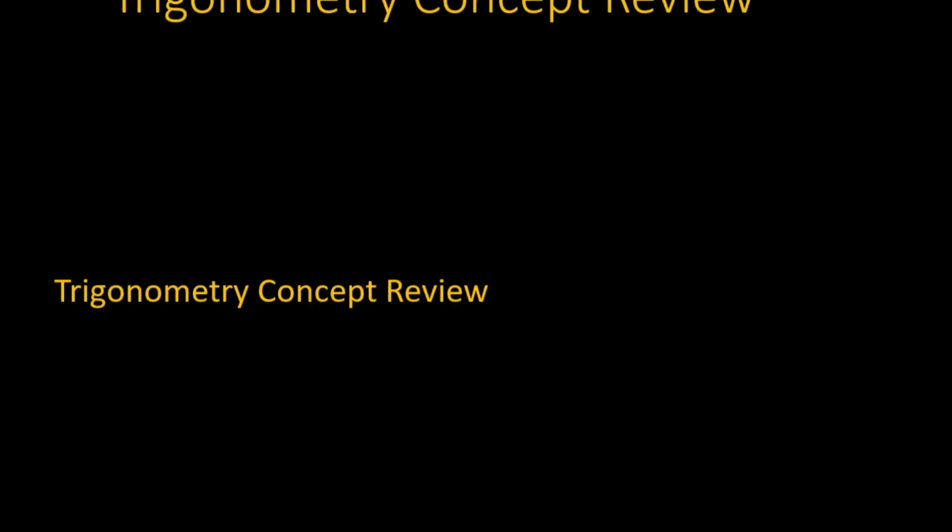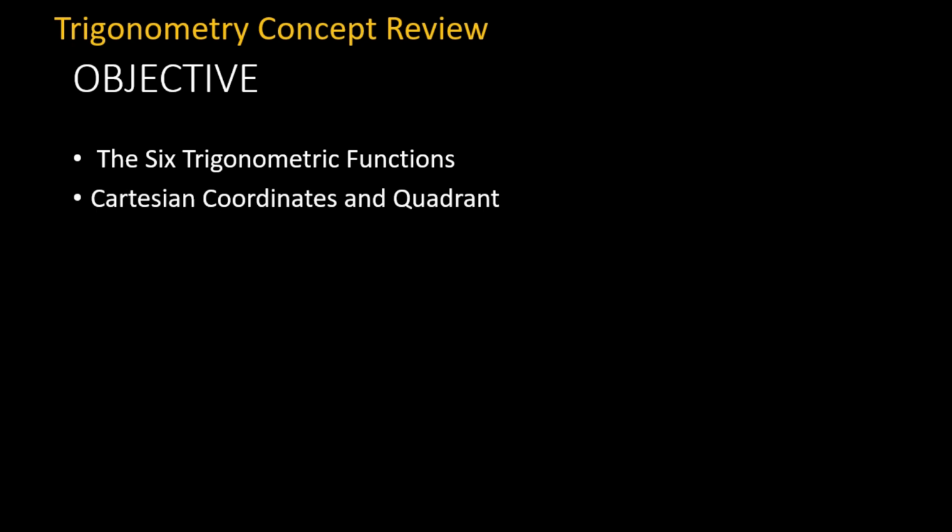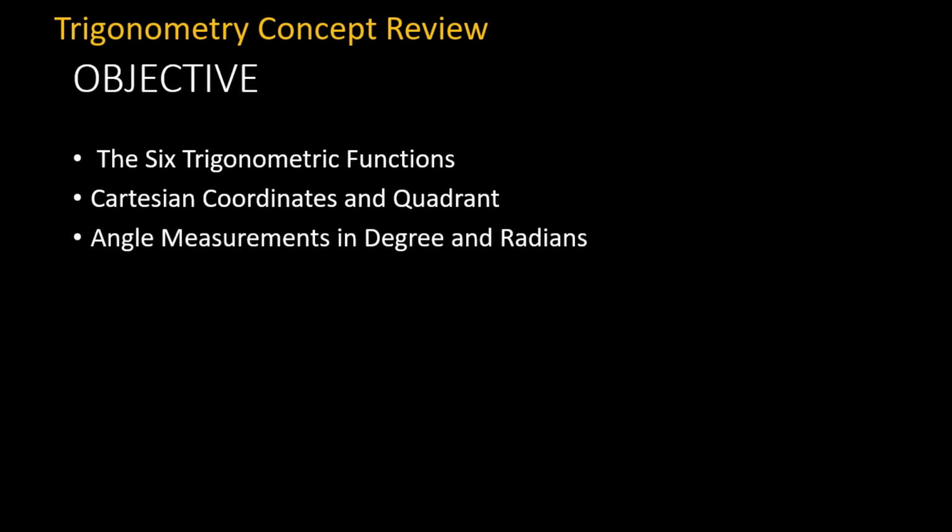Alright, let's take our objective. Objective number 1. The 6 trigonometric functions, we shall be looking at them. We shall also be looking at the Cartesian coordinate and quadrant in relation to the trig functions. We shall also be looking at angle measurements in degrees and radians. That is, how to change degrees to radians and radians to degrees. And we shall also be looking at the Pythagorean Theorem.